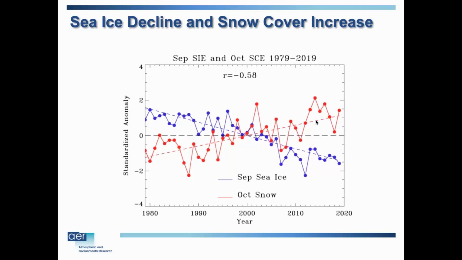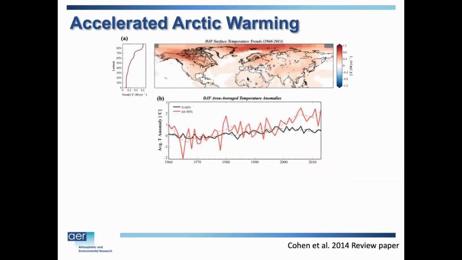And so with this Arctic amplification, you seem to have both this decreasing sea ice and this increasing snow cover. The correlation between the two is almost 0.6, a pretty good correlation. Anyway, so you look at the winter temperature trends.